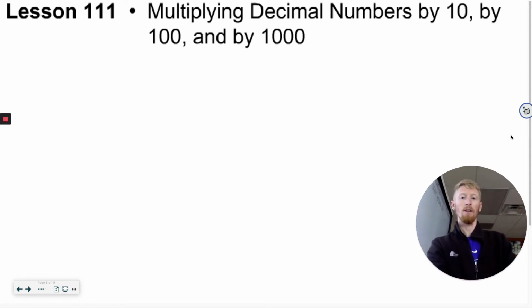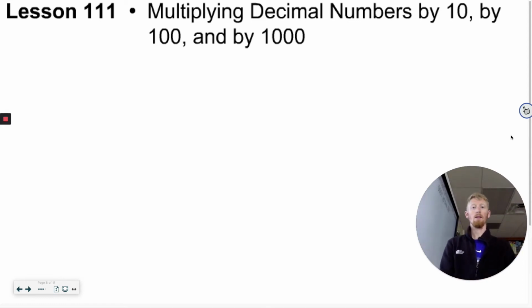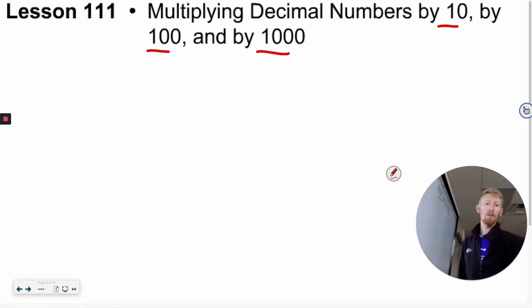All right, fifth grade, we have multiplying decimal numbers by 10, 100, and 1,000. Now, some of you may know when you're multiplying any number by these, or powers of 10, we call them, it's a very simple process. All you need to do is move the decimal by however many zeros you see in your number. So let me show you an example.